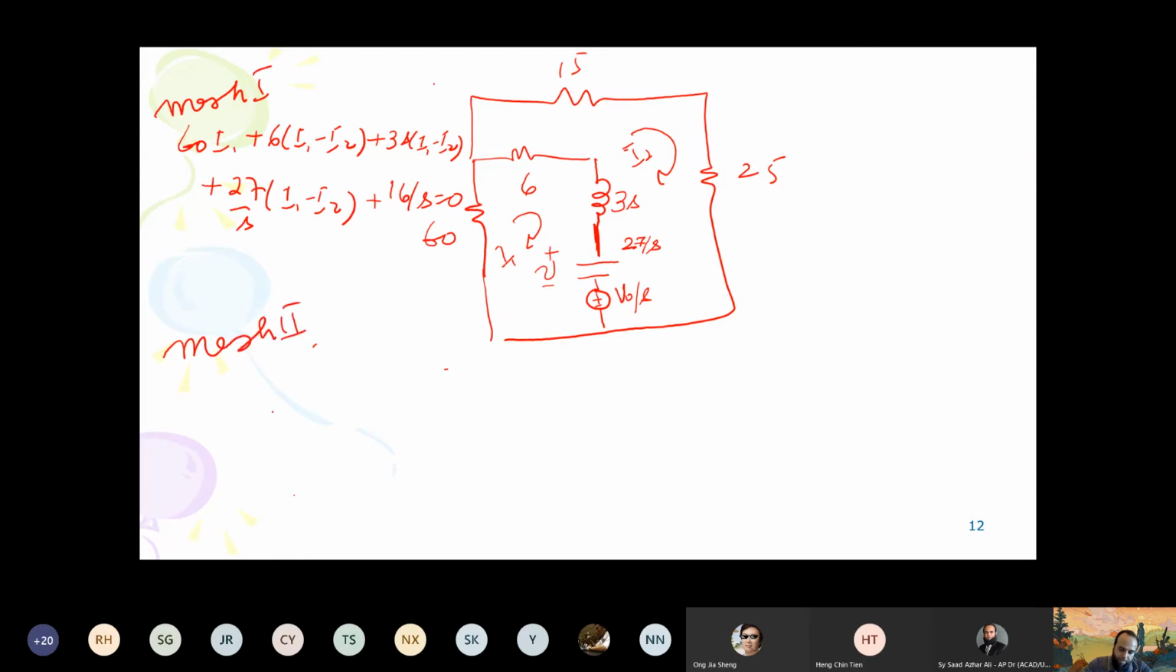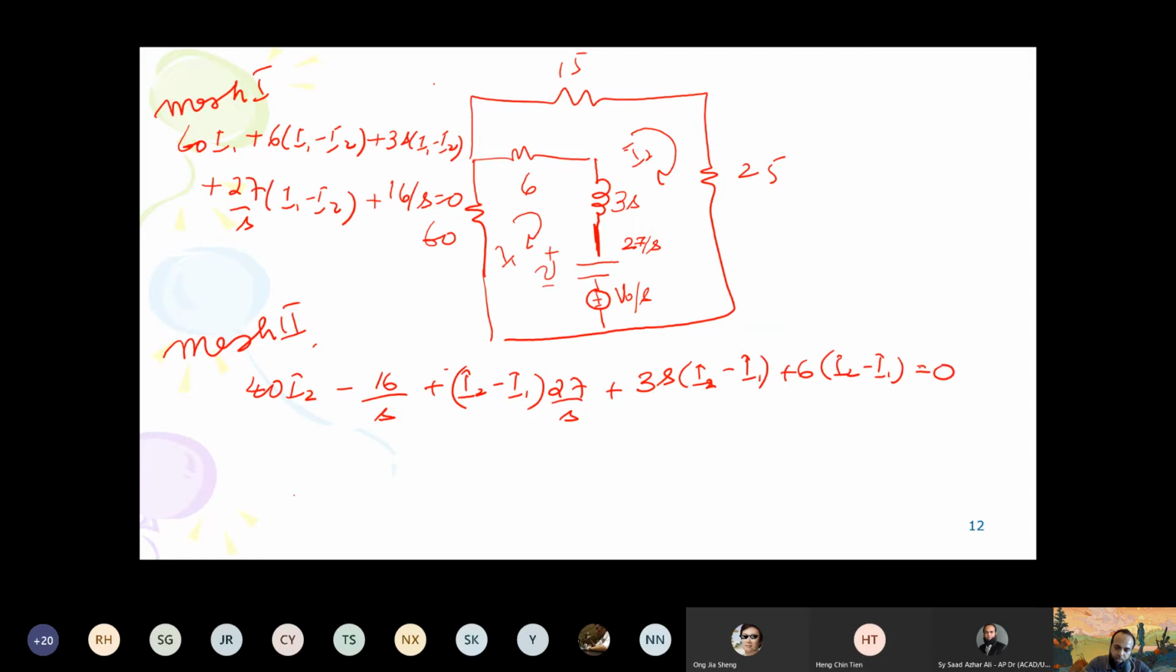Mesh 2 is, I'm adding 15 and 25, so 40 I2 minus 16 over s plus I2 minus I1 27 upon s plus 3s I2 minus I1 and plus 6 I2 minus I1 equal to 0. So far so good.